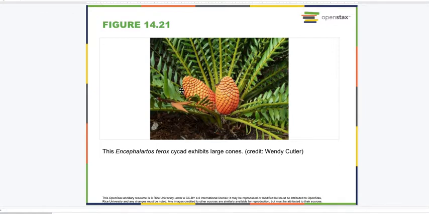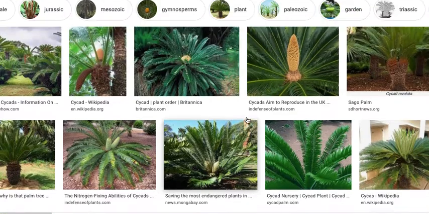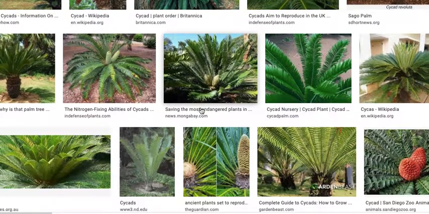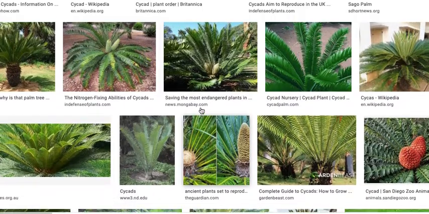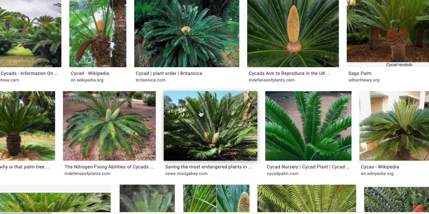A lot of times the cycads are actually mistaken for palms. Here's various cycads. They get really, really big, and a lot of people think that they are palms. They are not. These are not palms. These are cone-bearing plants, and you can see the huge cone here. And these cycads are actually highly endangered at this point. There's not very many left on the planet. People are not planting very many of these in their yards because they get so large.